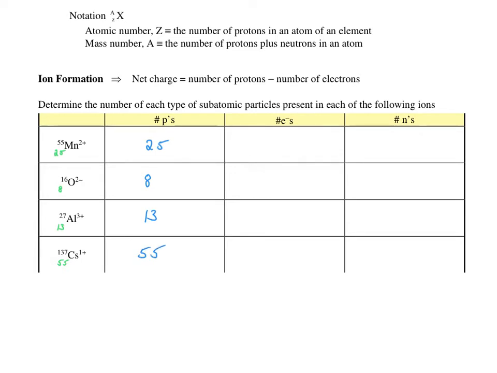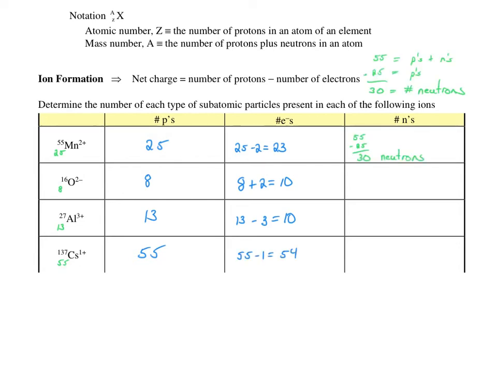To get the number of electrons, we look at the atomic number and the overall charge. When we look at manganese, we see a +2 charge indicates that we have 2 fewer electrons than we have protons. For the oxide ion, we see we have a -2 charge. That means there are 2 more electrons than there are protons. In the aluminum 3+ ion, we have 3 fewer electrons than protons, so 10 electrons in the aluminum 3+. Cesium, +1, that means we have 1 fewer electron than we have protons.